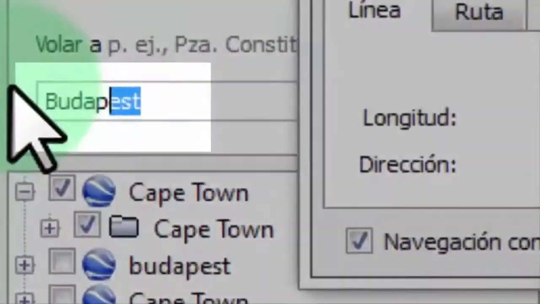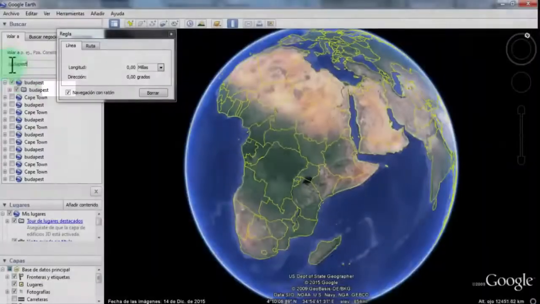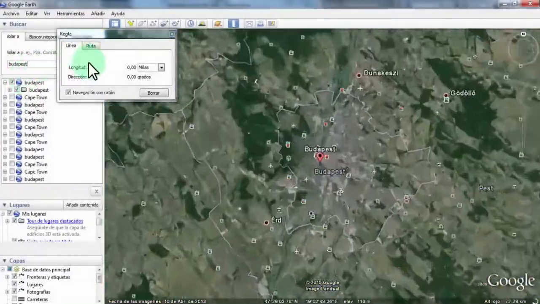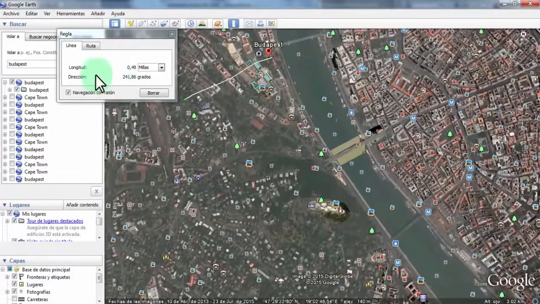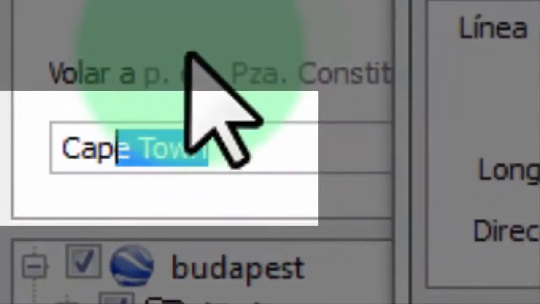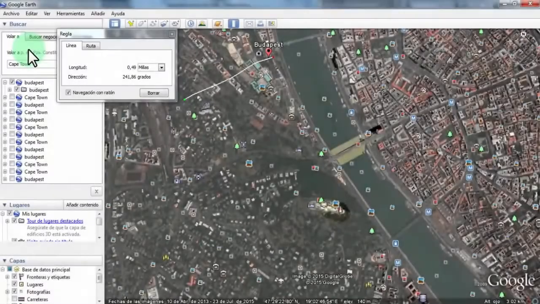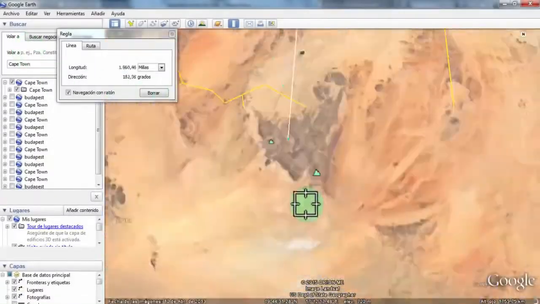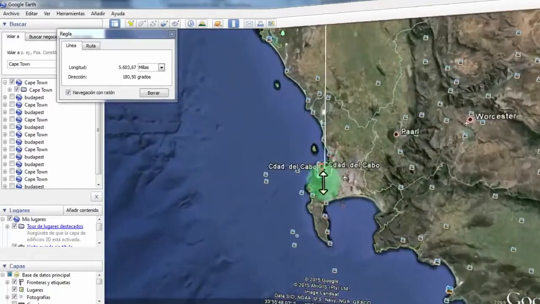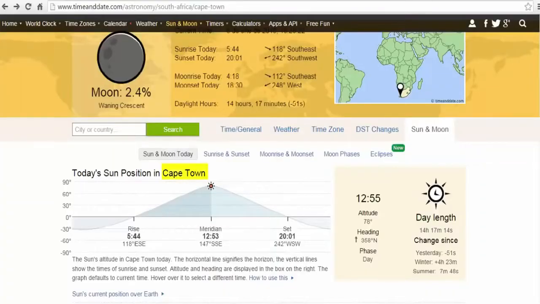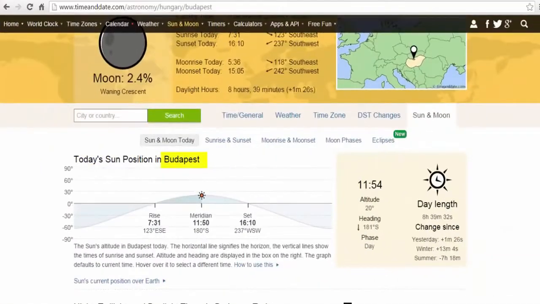Now we are going to choose two cities that lie under the same meridian circle. I chose Budapest, Hungary, and Cape Town, South Africa. Please notice that in January, according to the Time and Date website, the Sun at midday should be between these two cities. As you can see, in Cape Town the Sun at midday is in the north, while in Budapest it's in the south, which makes our math easier, of course.